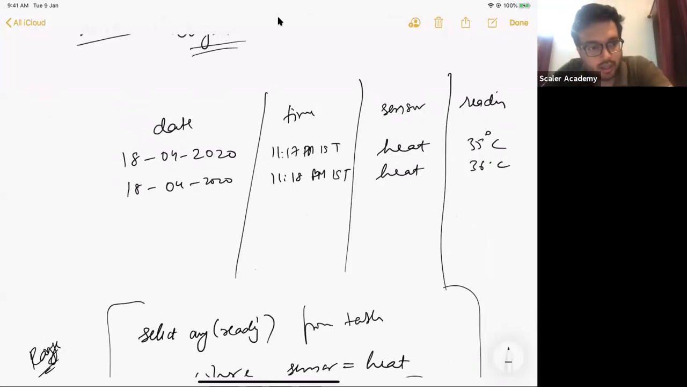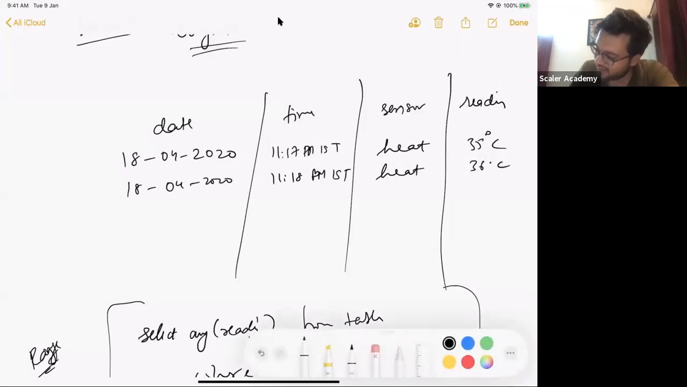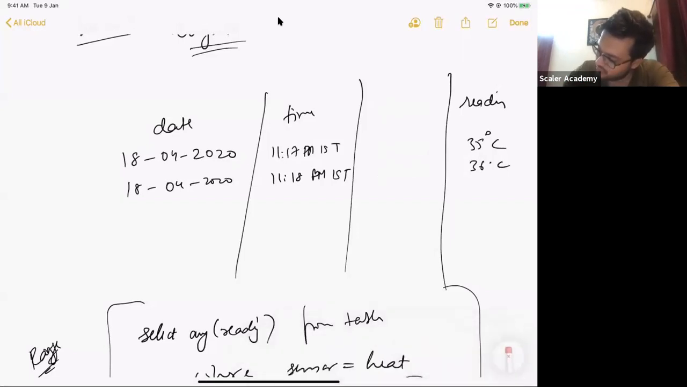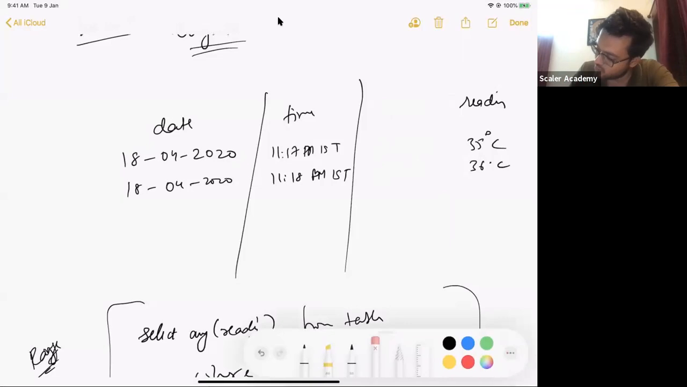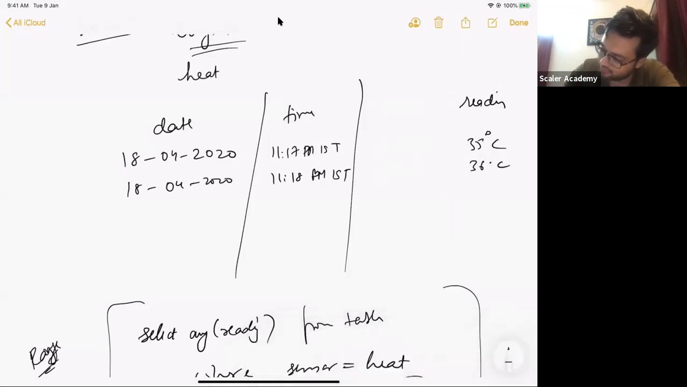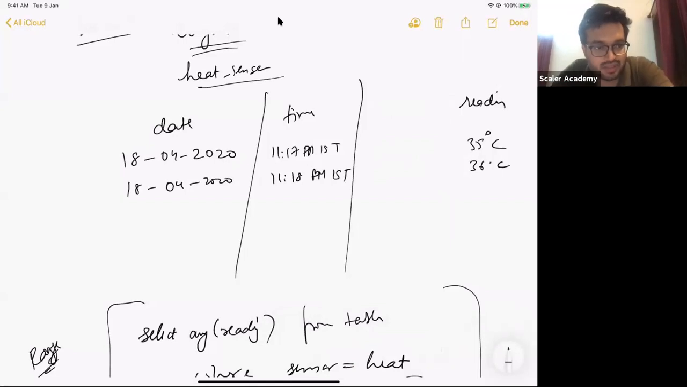Cool. Okay. So Uzair had asked a very good question. Uzair says, can there be more than one type of sensor? Let's actually simplify the problem, and let's assume the entire table is only for heat sensor. Does that make sense? So let's assume this entire table is for heat sensor, and that actually makes sense. So maybe you would want to have different tables for different kinds of sensors.